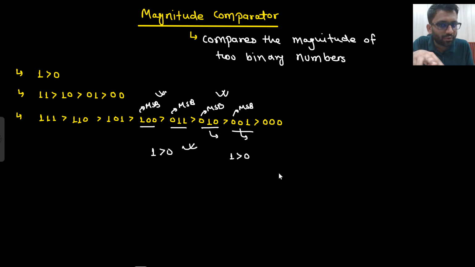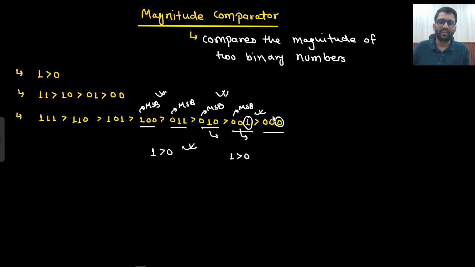Now if the second bit is also equal, let's go to these two examples. Here 0 0 is also equal, 0 0 is also equal. Then we will see the third bit. If the third bit is greater, that means the number will be greater. So how do we need to start? We need to start from the beginning. If that bit is greater, then certainly the number is greater.